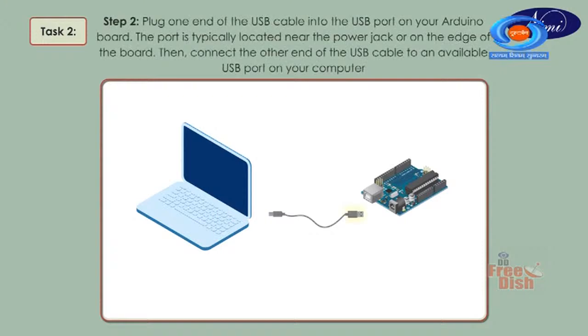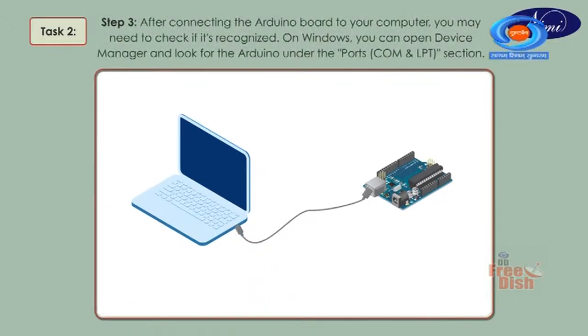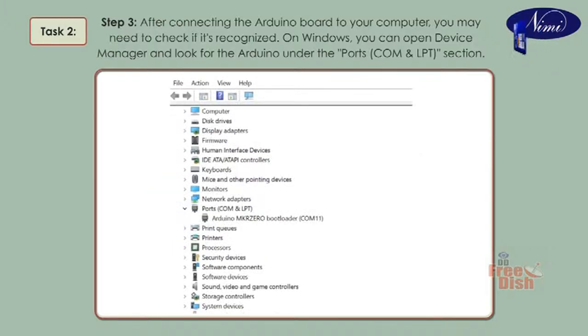Step 2. Plug one end of the USB cable into the USB port on your Arduino board. The port is typically located near the power jack or on the edge of the board. Then connect the other end of the USB cable to an available USB port on your computer. Step 3. After connecting the Arduino board to your computer, you may need to check if it's recognized. On Windows, you can open Device Manager and look for the Arduino under the Ports, COM and LPT section.